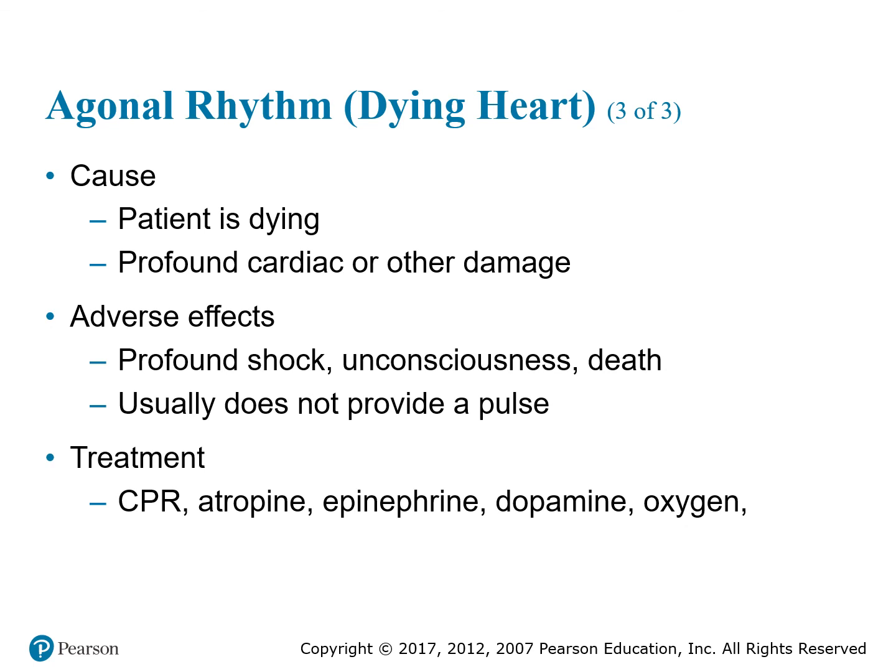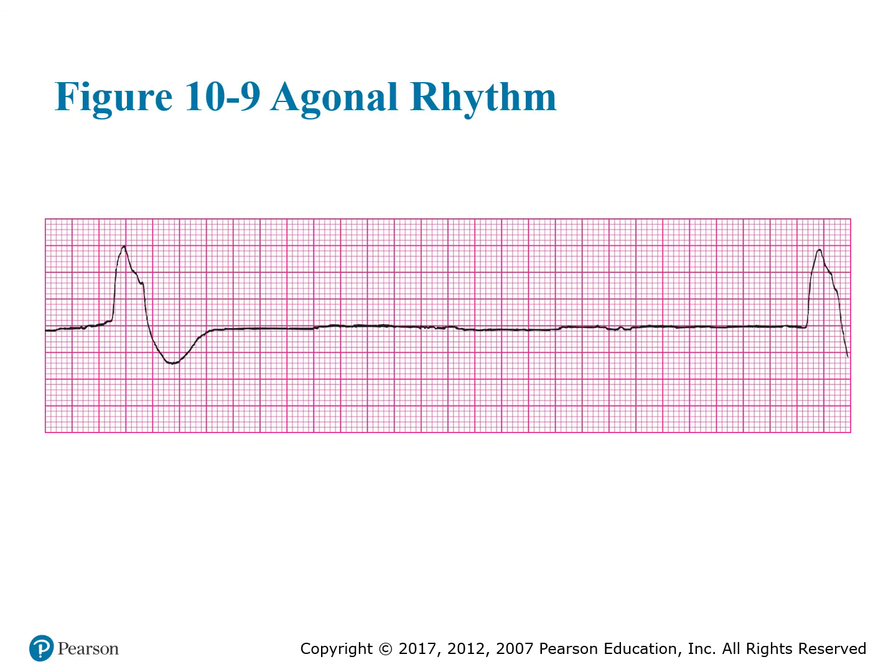to get it started. So treatment for an agonal rhythm is to start performing CPR. They might give you an epinephrine shot or atropine or oxygen just to help get your heart started again. Right. And this is an example of an agonal rhythm. If you look at figure 10.9, as you can see, your QRS complexes are really spaced out because the heart is about to give up.